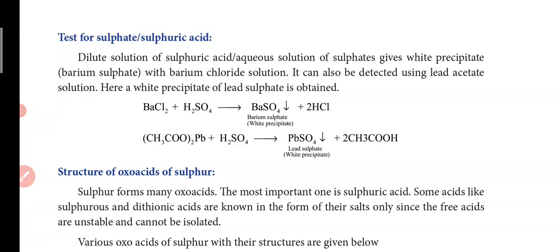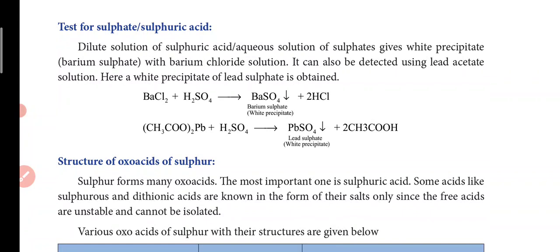Dilute solution of sulfuric acid and aqueous solution of sulfate gives white precipitate with barium chloride solution. So when we add sulfuric acid to barium chloride, barium sulfate will be precipitated as a white color precipitate, so that we can easily identify the presence of sulfate. The other one is lead acetate test. There also you will get white precipitate. So how is that formed?